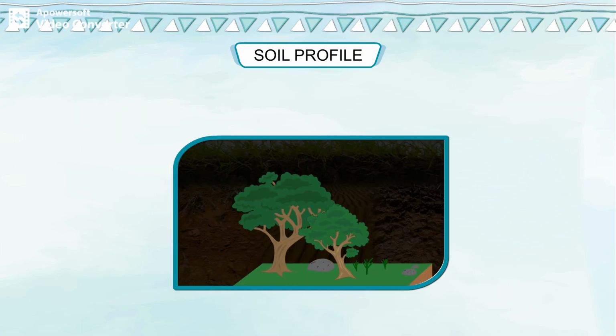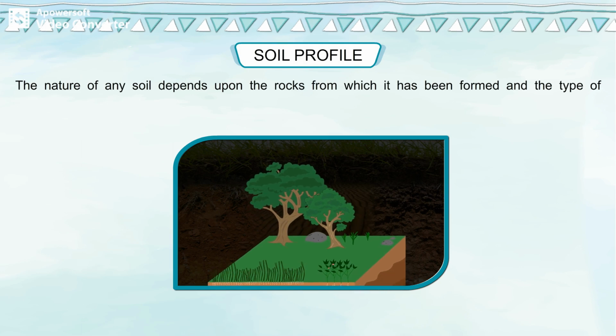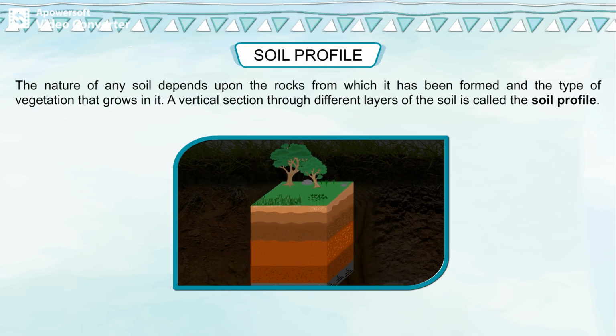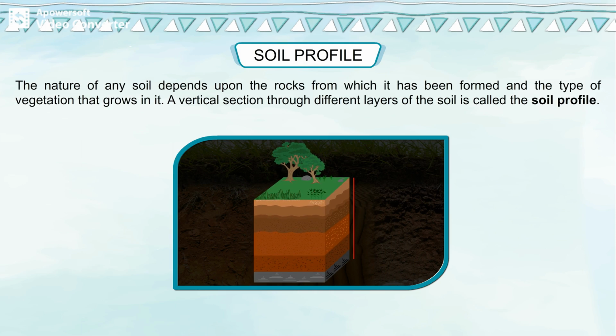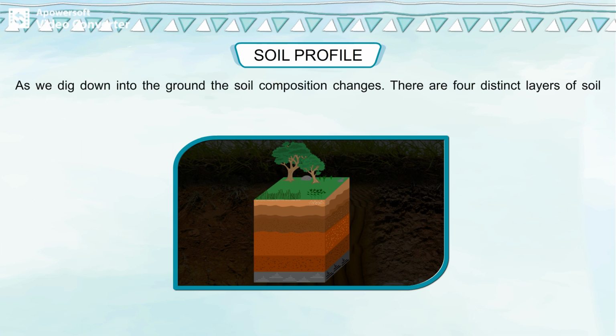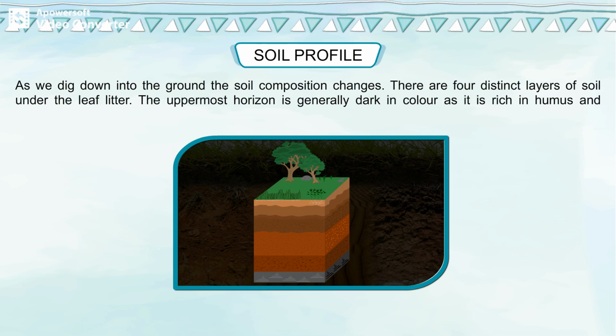Soil profile. The nature of any soil depends upon the rocks from which it has been formed and the type of vegetation that grows in it. A vertical section through different layers of the soil is called the soil profile. Each layer differs in feel, texture, color, depth, and chemical composition. These layers are referred to as horizons. As we dig down into the ground, the soil composition changes. There are 4 distinct layers of soil under the leaf litter.